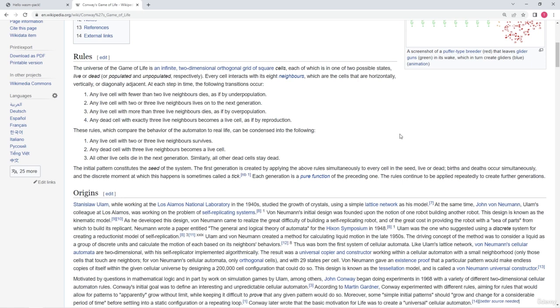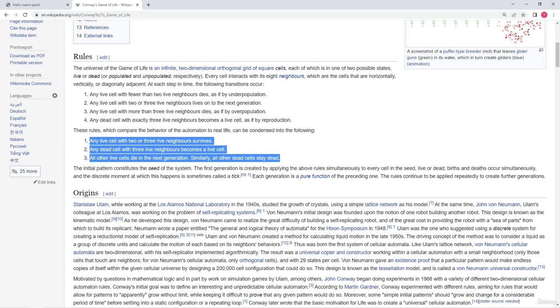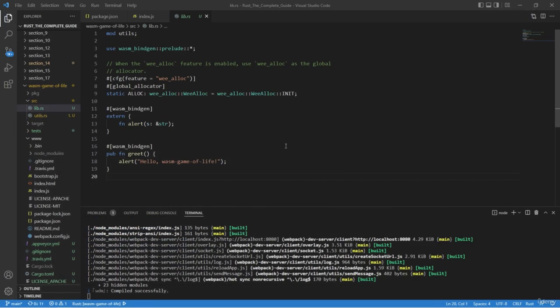So we can condense these into the following 3 rules. Any live cell with 2 or 3 live neighbors survives. Any dead cell with 3 live neighbors becomes a live cell, and then all other live cells die in the next generation. Similarly, all other dead cells stay dead. So those are the basic rules for creating the game of life.